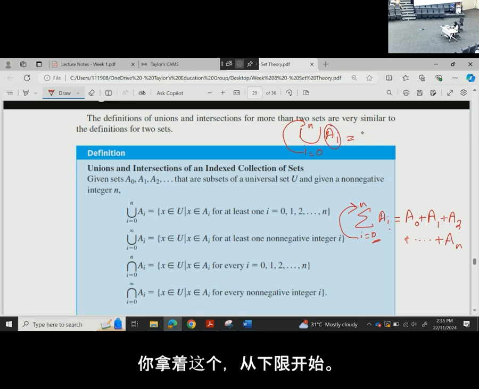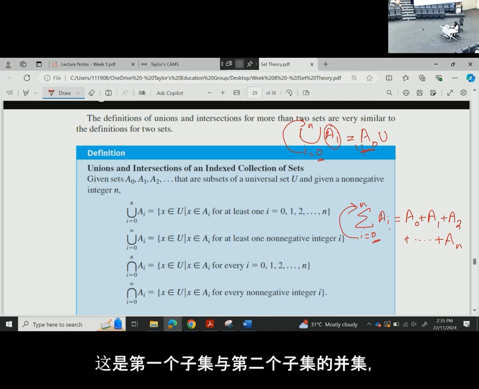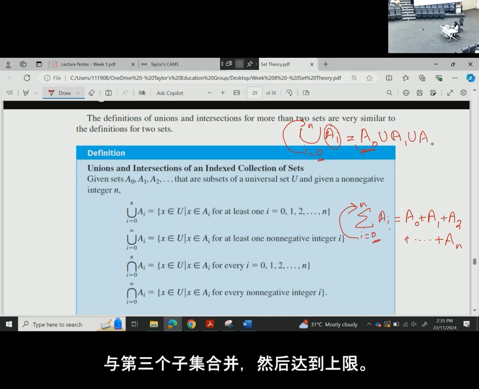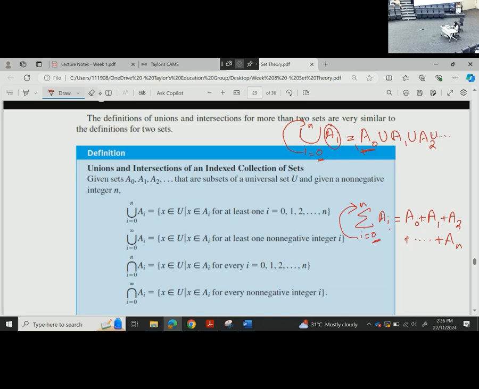You take this, start from the lower limit, and then instead of summation here, you will have union. So these will be subsets of some bigger set. Okay, so this is your first subset, union with the second subset, union with the third subset, and then ellipses, up to the upper limit. All of these are subsets, and you are taking the union of these subsets.